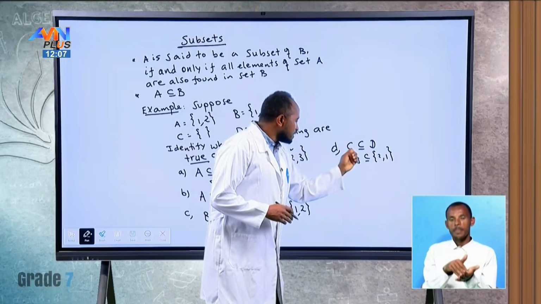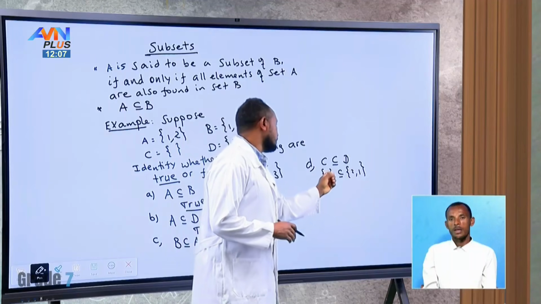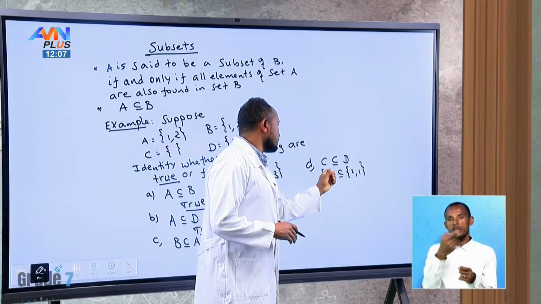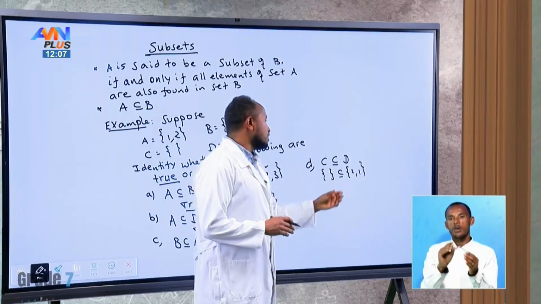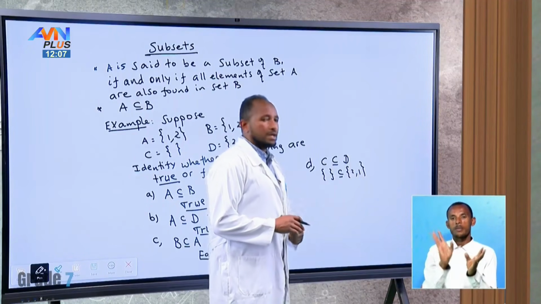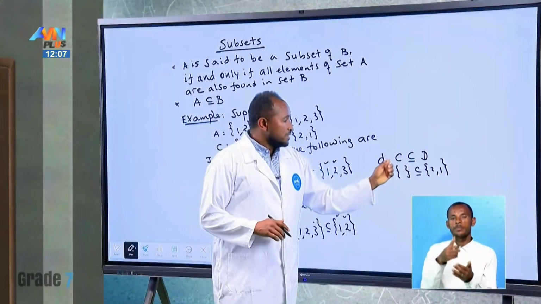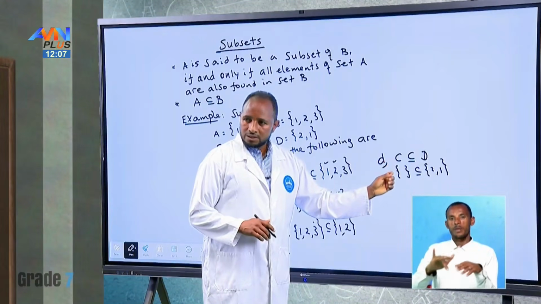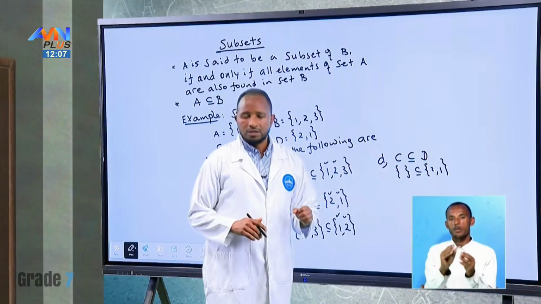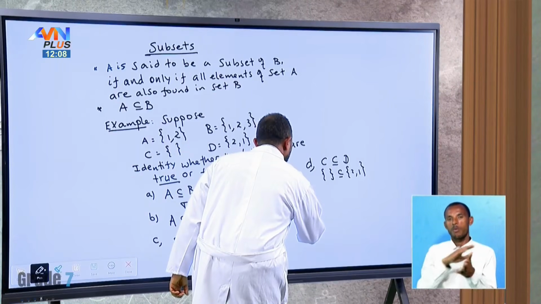I'll repeat this statement again. Is there any element here which is not found there? When you check here, there is no number which is not found there. So, because of this, the empty set is a subset of the second set. And we conclude any empty set is a subset of any set. So, let me write the conclusion here.